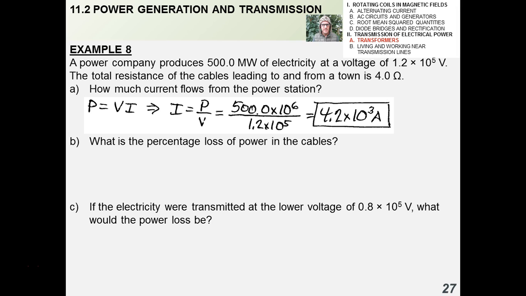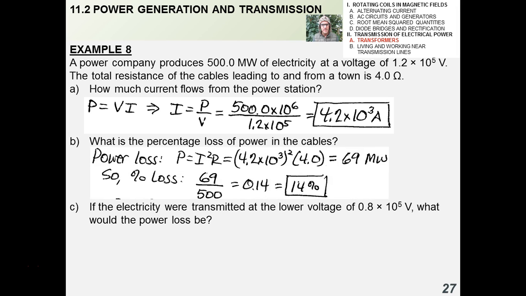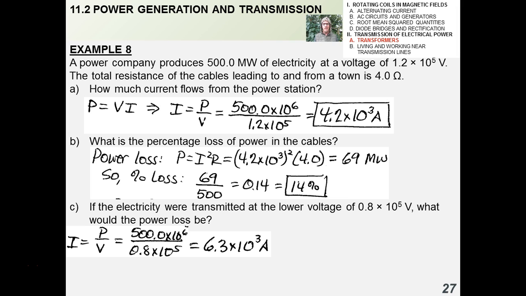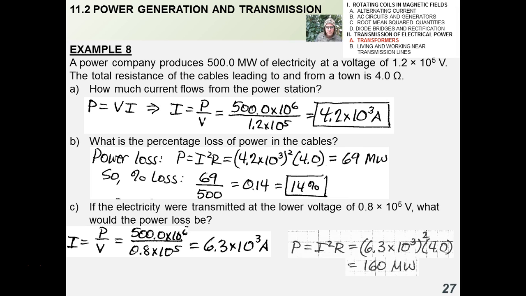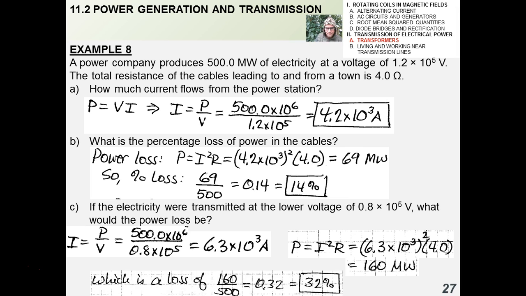Okay, percentage loss of power in the cables. That's I squared R. That's 69 megawatts. The percentage loss is 69 over 500. It's only 14%. That's not bad. Okay, if the electricity were transmitted at a lower voltage, what would the power loss be? Well, it would be a lot more, right? It'd be 32%, okay? So if you look at these calculations, you can see the effect of transmitting at a lower voltage as opposed to a higher voltage, okay?